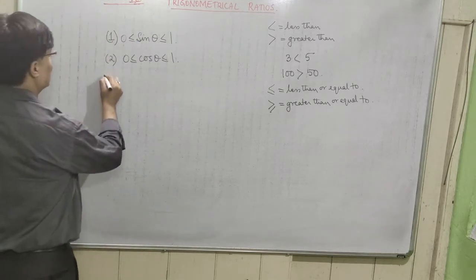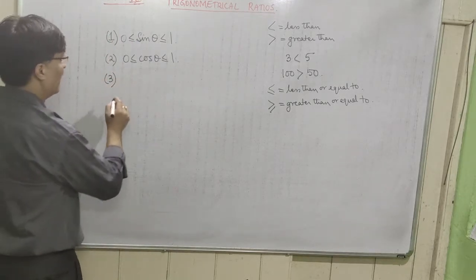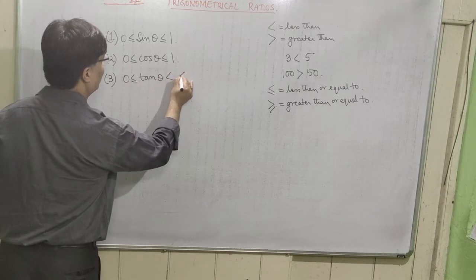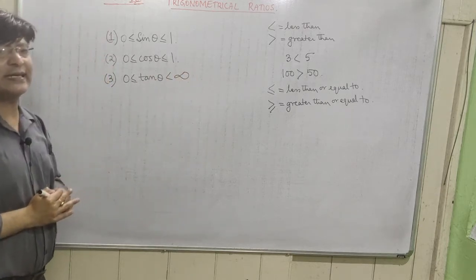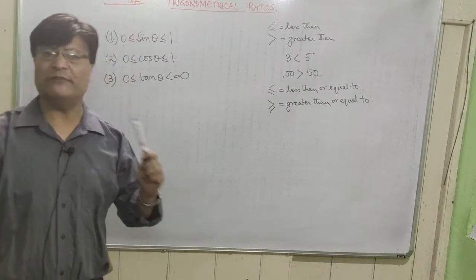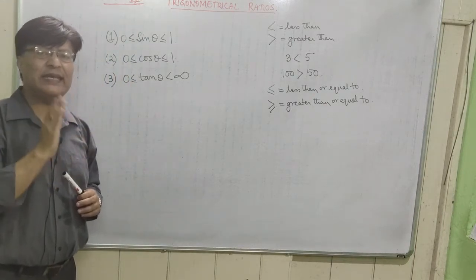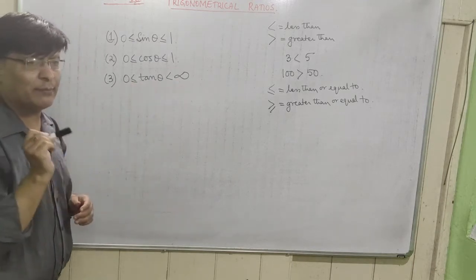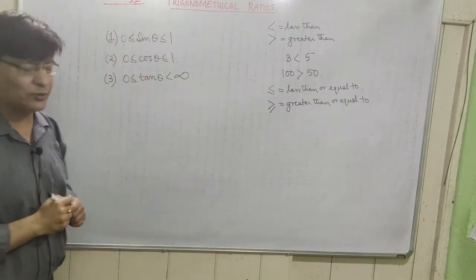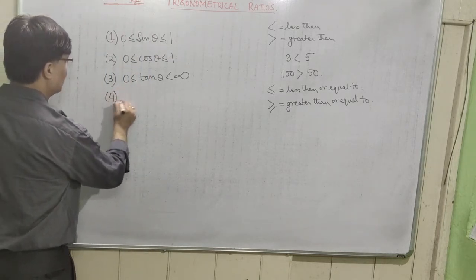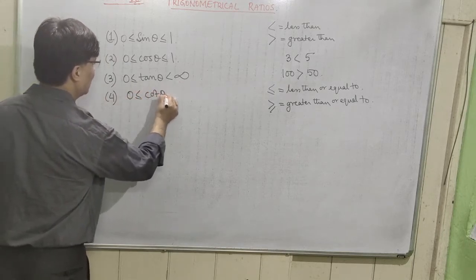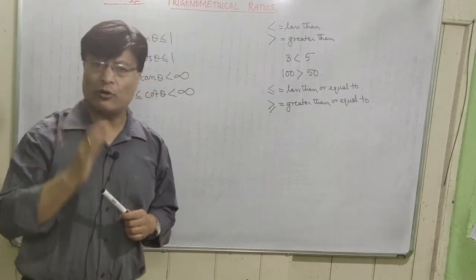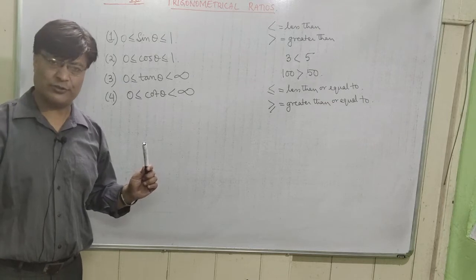Okay? And next, number 3. The value for tan theta lies within 0 and infinity. That means tan theta can have any positive values. Tan theta lies within 0 and infinity means tan theta may have any positive values. Okay? Similarly, cot theta also, 0 less than or equal to cot theta less than infinity, means cot theta may have any positive values. Is that clear?